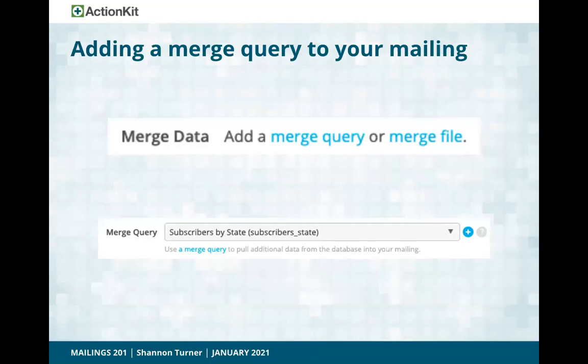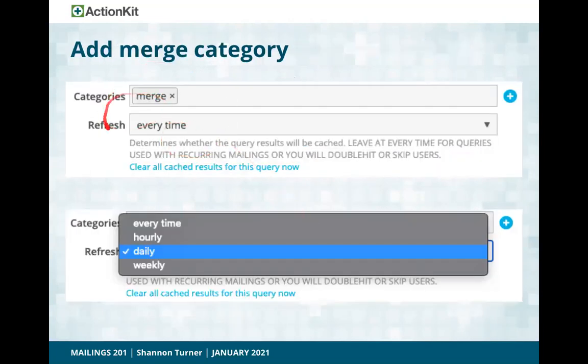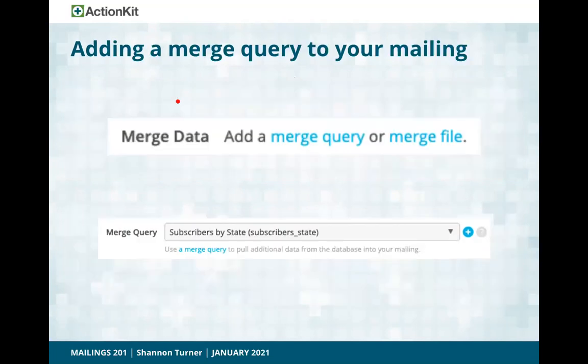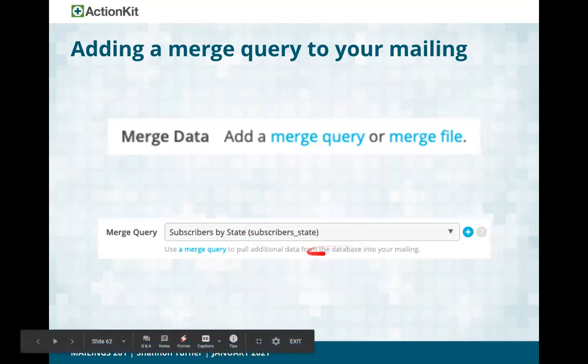Actually, adding the merge query to your mailing follows the same process as we did with the merge file. So on the compose screen of your mailing, under merge data, under basics, you're going to add a merge query. Then you're going to search for your merge query in the drop-down menu. And if you don't see your merge query, that's for one of two reasons. Either your merge query doesn't have this merge category yet, and you need to add that to your report and then save it. Or maybe you had your compose screen open and then you created your report and you need to refresh your compose screen. So if you don't see your merge query in there, just refresh, it should be there.